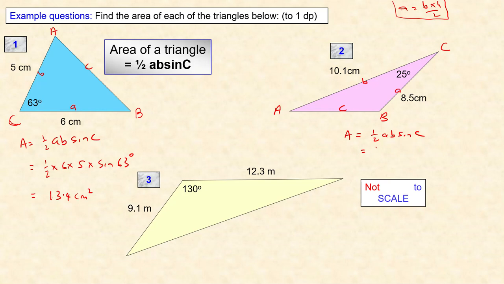So if we fill in the numbers, 1 over 2, A is given by 8.5 times B, 10.1, times sine of the angle in between those two lines, so 25. And if I work it out on my calculator, what do you get? You get 18.1 centimeters squared.